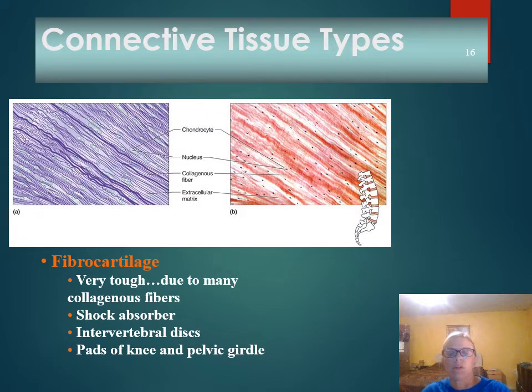Lastly is fibrocartilage. This one isn't quite as distinctive as the other two. You do still have some chondrocytes, but they're much, much smaller. Fibrocartilage is, however, very, very tough. It has lots of collagenous fibers in it, and it acts in our body as a shock absorber. So you're going to find it in places like your intervertebral disc between the vertebrae of the spinal column. And you'll also find it as a cushion in your knees and areas like your pelvic girdle. So it really takes a good impact.